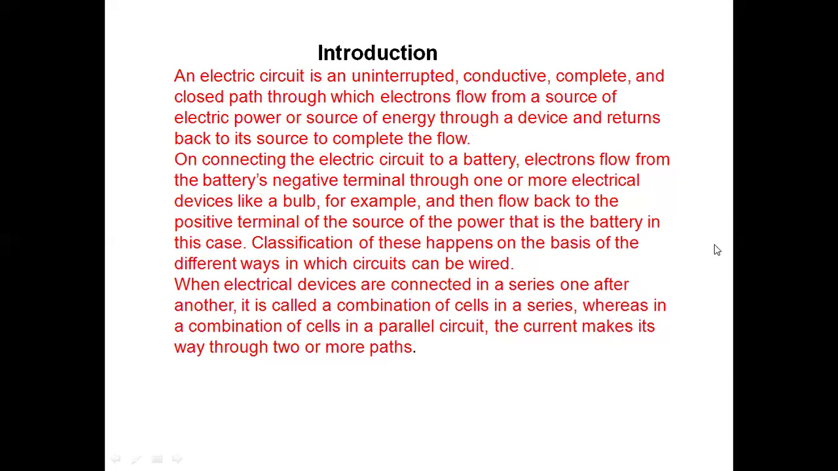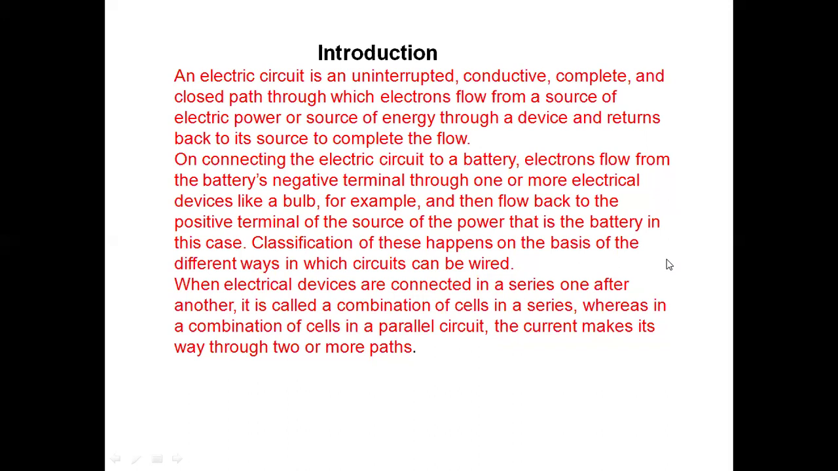An electric circuit is an uninterrupted, conductive, complete, and closed path through which electrons flow from a source of electric power or source of energy through a device. The source of power is a battery, and the device is a bulb or any other appliance, and the current returns back to its source to complete the flow.